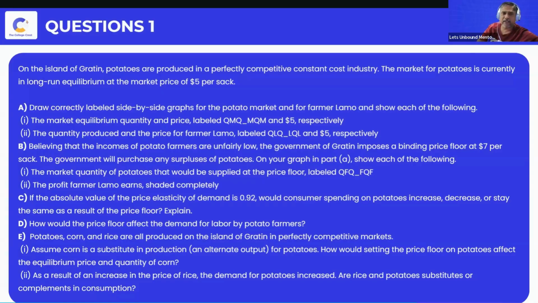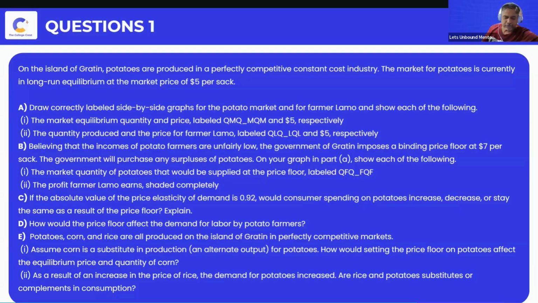Part B says, believing that the incomes of potato farmers are unfairly low, the government of Gratin imposes a binding price floor at $7 per sack. The government will purchase any surpluses of potatoes. So on your graph in part A, show each of the following.